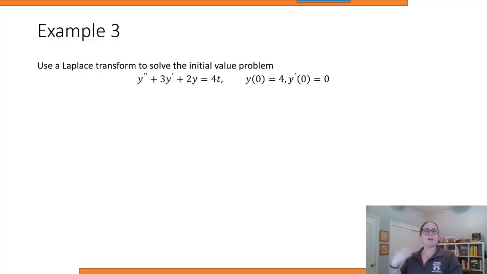Okay, so first step, apply the Laplace transform to all 4 of these terms on both sides of the equation. So I'm going to do the Laplace of y double prime plus 3 times the Laplace of y prime plus 2 times the Laplace of y equals the Laplace of 4t.